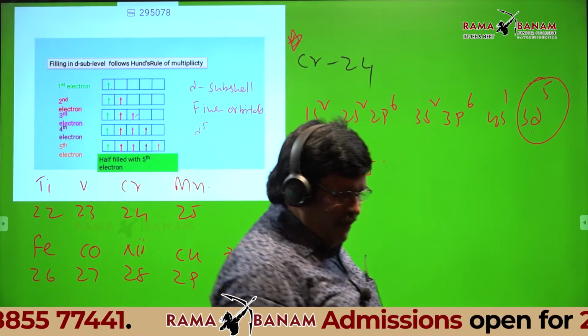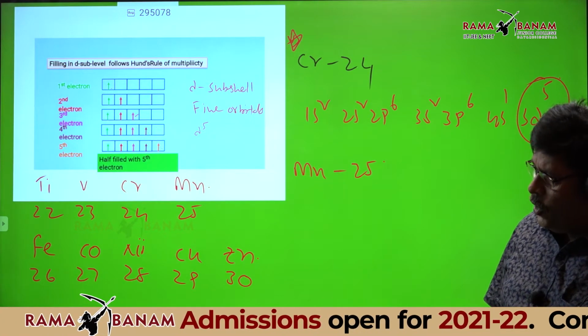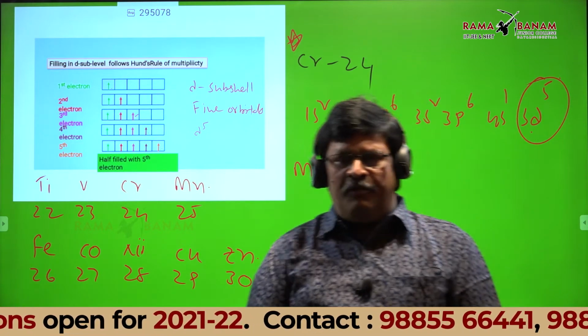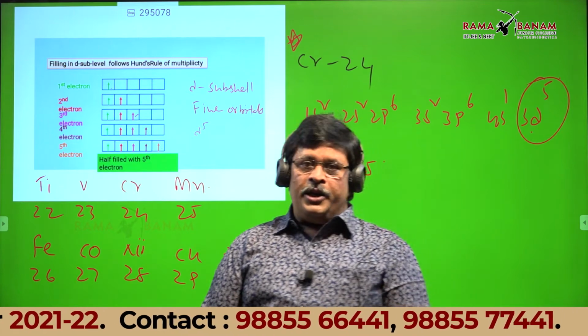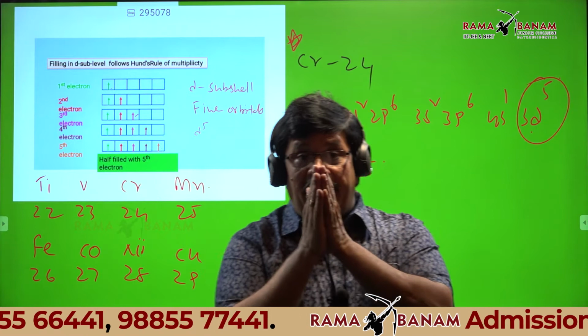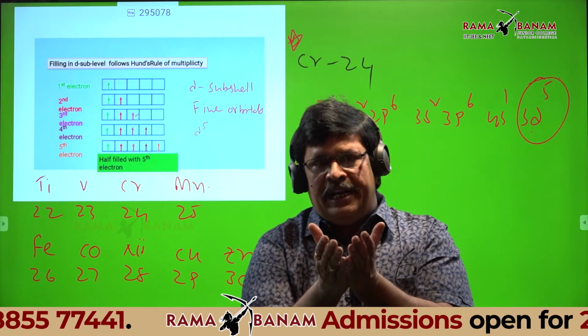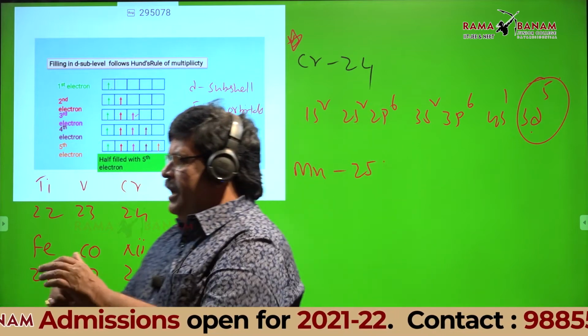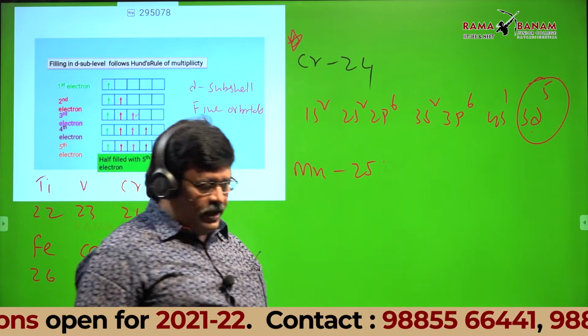Now I have given the next 6 elements after chromium: manganese, iron, cobalt, nickel, copper, zinc, and I'll give 5 minutes to all of you. You write the configurations, and identify if there is an anomaly for any element. You should put a star mark on that element and write the configuration. After that, we'll discuss.